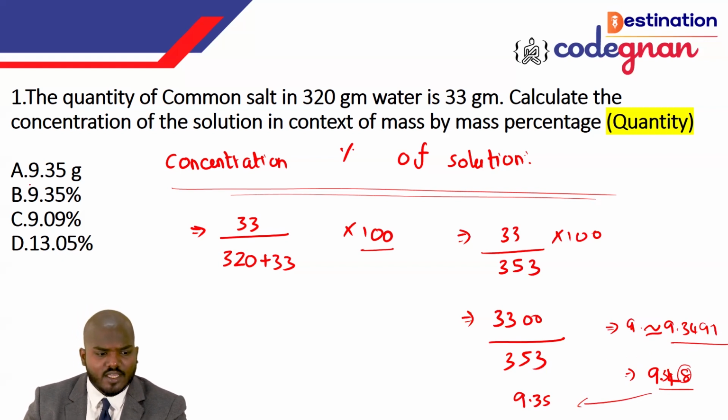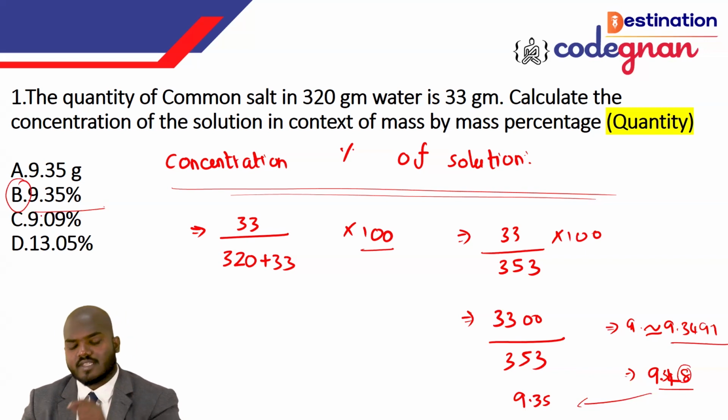So guys, here we are asking for the percentage. Concentration means how much quantity of a particular something. It may be salt, sugar, petrol, kerosene, any of the things which is given. They might ask you the concentration. The concentration will always give you the value as a percentage only. So the answer is 9.35% is the correct answer.